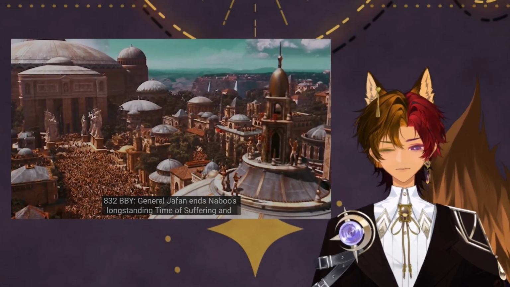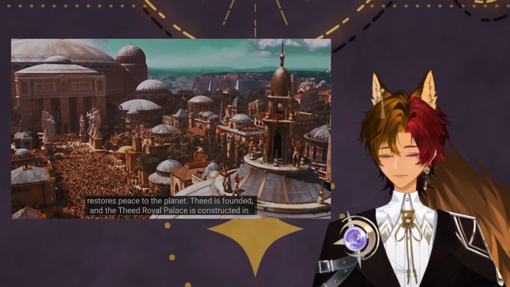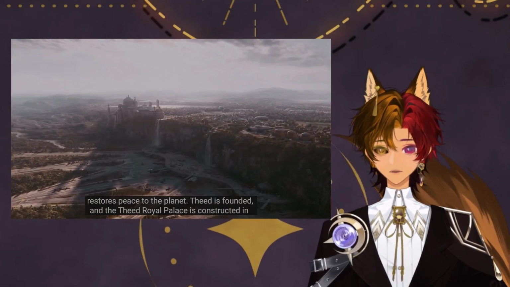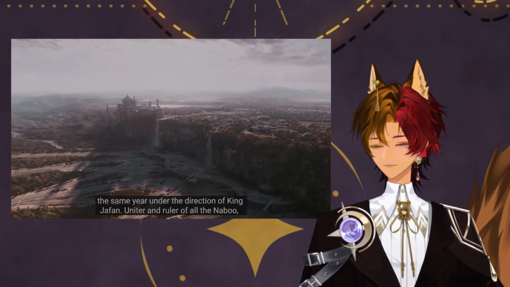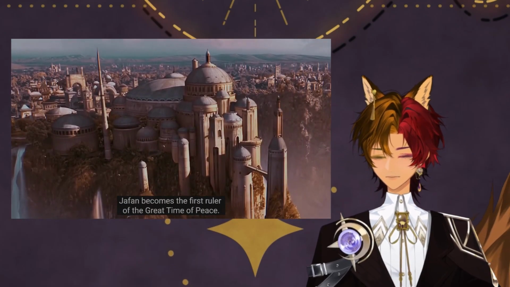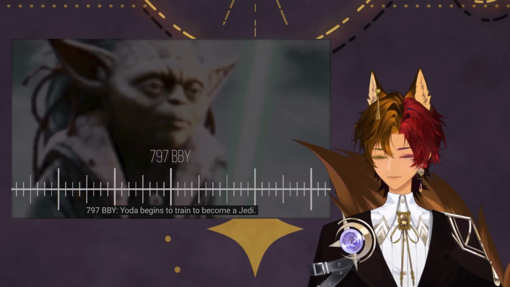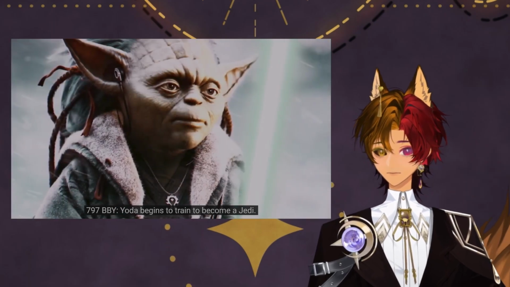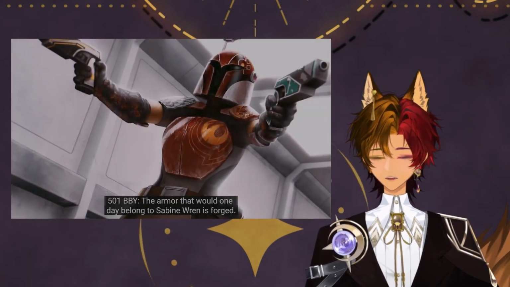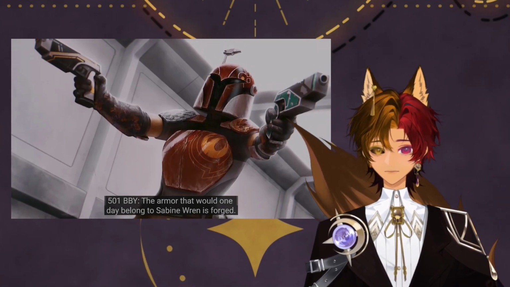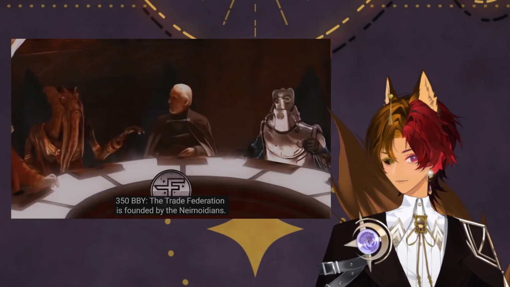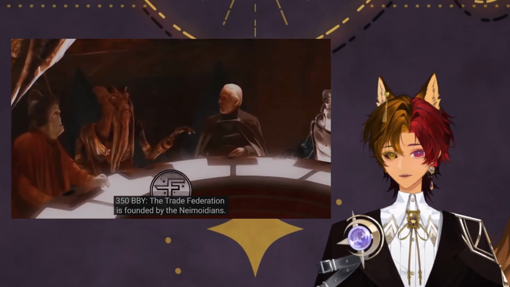832 BBY. General Jafan ends Naboo's long-standing time of suffering and restores peace to the planet. Theed is founded, and the Theed Royal Palace is constructed in the same year under the direction of King Jafan. Uniter and ruler of all the Naboo, Jafan becomes the first ruler of the Great Time of Peace. 797 BBY. Yoda begins to train to become a Jedi. 501 BBY. The armor that would one day belong to Sabine Wren is forged. 350 BBY. No idea who that is. The Trade Federation is founded by the Neimoidians.